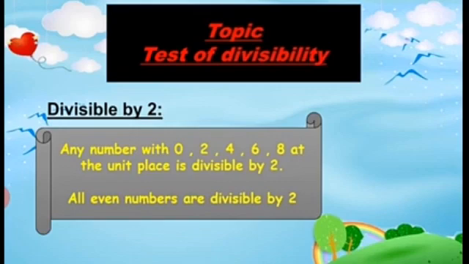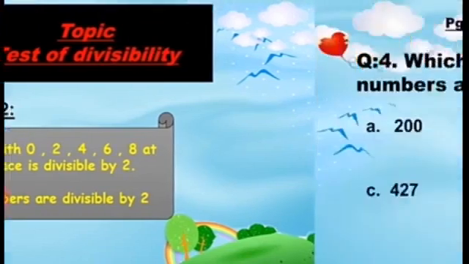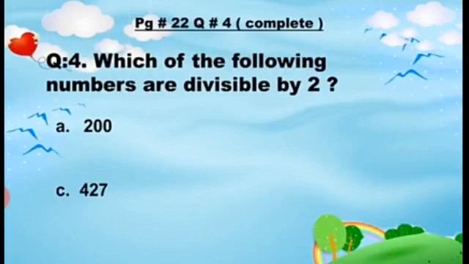Now students, take out your copies, mark date and day, draw margin lines on both sides of the page, and we are going to start our C work. And it's page number 22, question number 4 complete. And I am going to solve part A and C for you, and you have to solve all the remaining parts on your own. So the question is, which of the following numbers are divisible by 2?